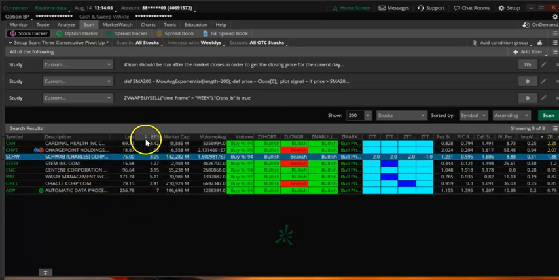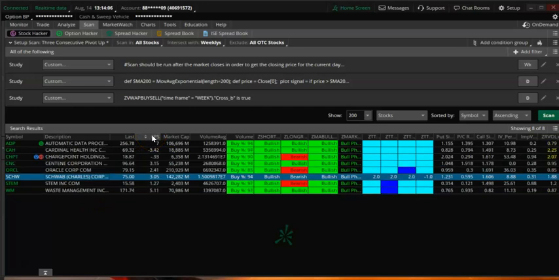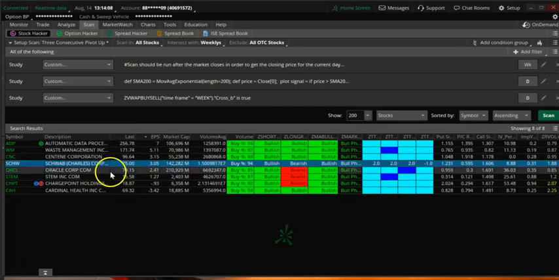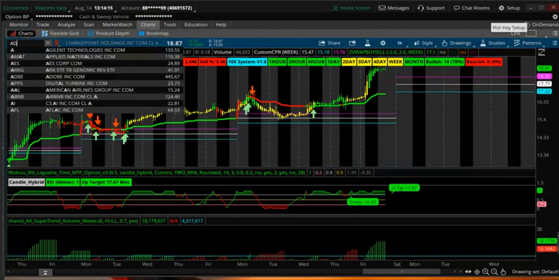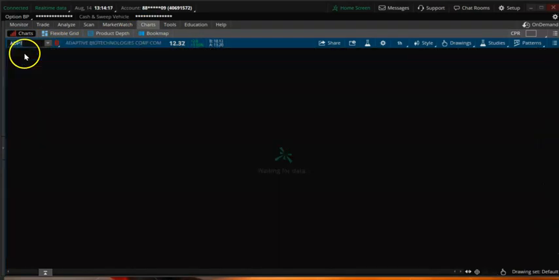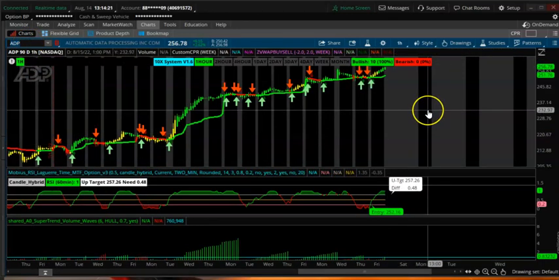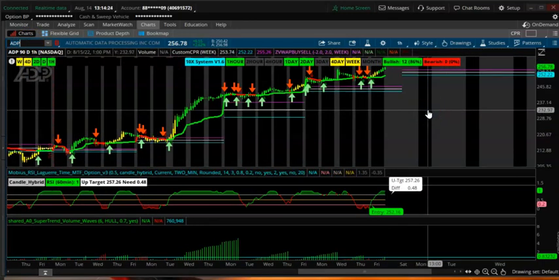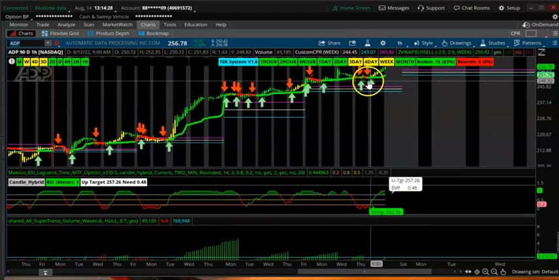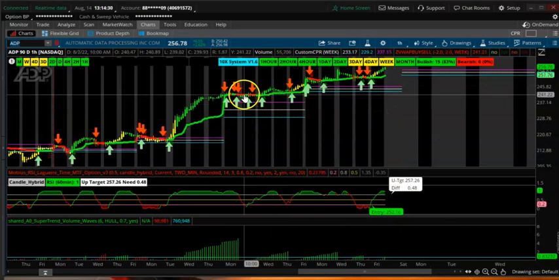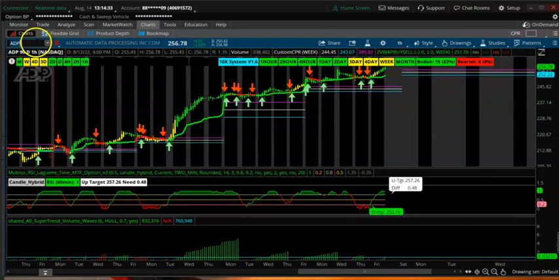Okay, let's sort by earnings per share. ADP. The ADP is continuously trending up. You can see the VWAP is green. Okay, so this is a good bullish setup. Okay, ADP. Let's look at Oracle.